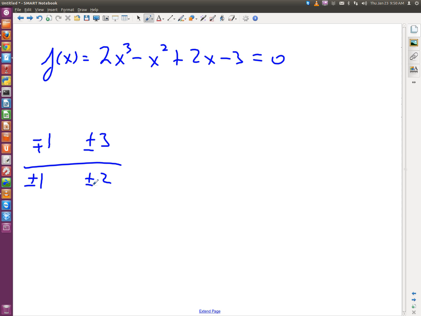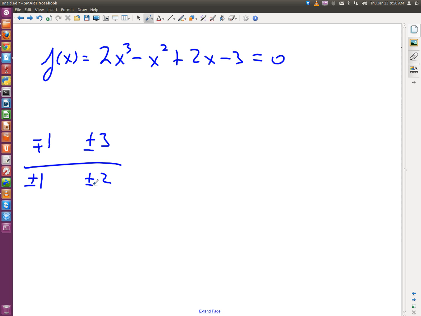So what are you getting? Well, you're getting negative 1 divided by 1. That's a possible answer. Positive 1 divided by 1, that's a possible answer. Positive 3 divided by 1, that's a possible answer. Negative 3 divided by 1, that's a possible answer. Negative 1 divided by 2, that's a possible answer. Negative 1 divided by negative 2, that's another possible answer. Positive 3 over positive 2, or negative 3 over positive 2. Those are all the combinations.